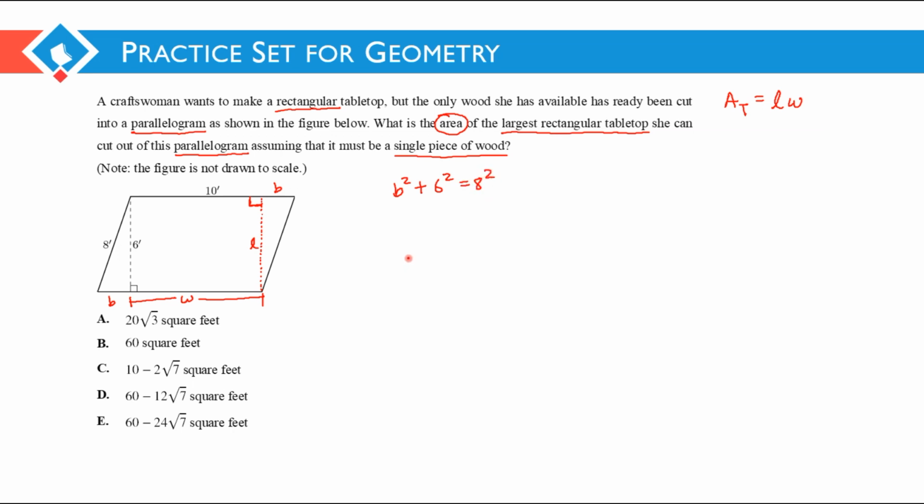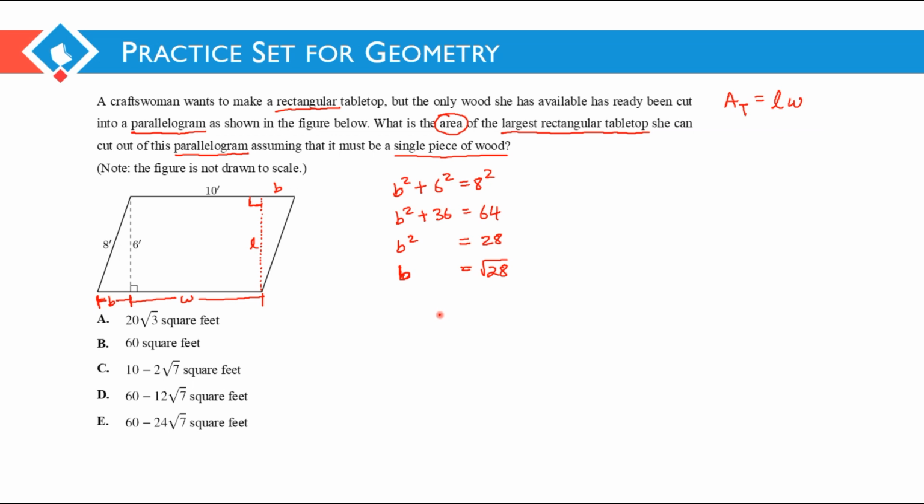And so we can solve this very simply by saying b squared plus 36 is equal to 64. We subtract 36 from both sides, and we get b squared is equal to 28. And therefore, b is equal to square root of 28. So that's our value right here. b equals square root of 28. That's this measurement right over there. Okay, wonderful.